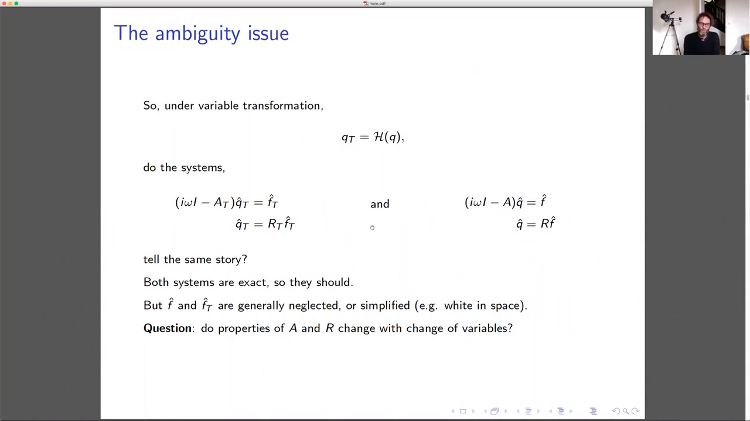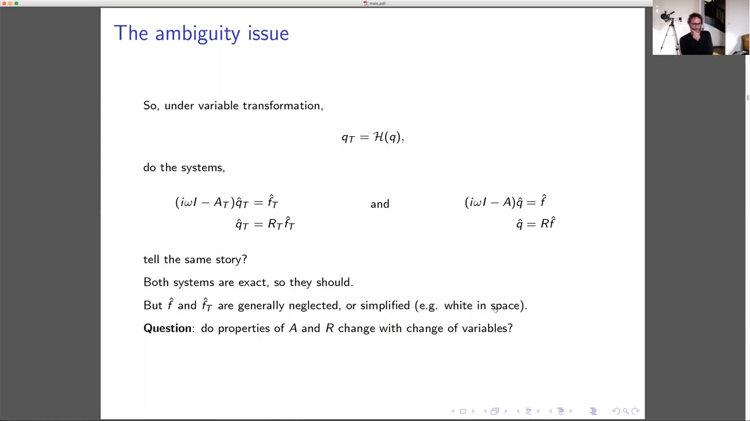Of course, both systems are exact, and so they should or they will tell the same story, but that of course depends on you having access to the right-hand side. And that's something which is problematic. F or Ft are difficult things to extract, be it from experiment or numerical simulation at high Reynolds number. And so frequently they're either neglected, in which case you have the homogeneous problem, or they're very highly simplified, as is frequently the case in resolvent analysis, where we think about these as being quite in space and or in time.